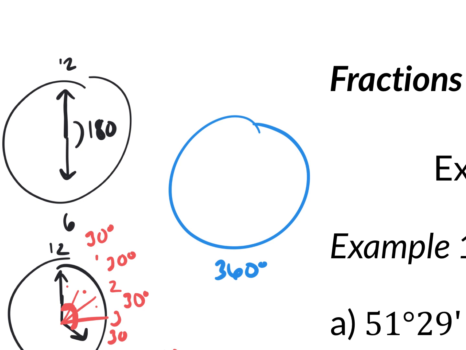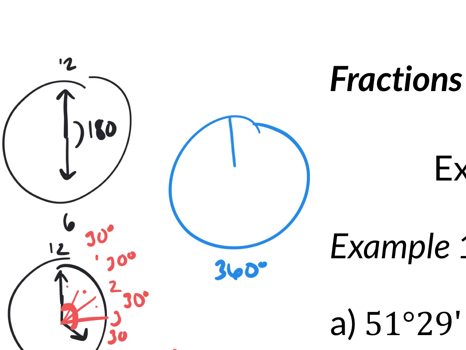Now, how many minutes in an hour? 60 minutes in an hour, right? That's right. So I go all the way around, and that's 60 minutes, right? Now, 1 minute is not 1 degree. That's the tricky piece, okay?